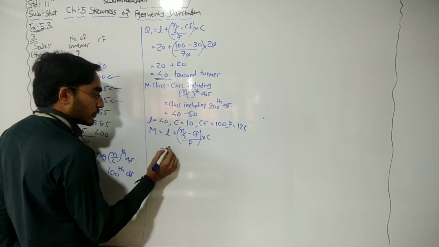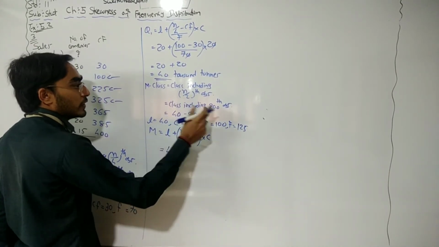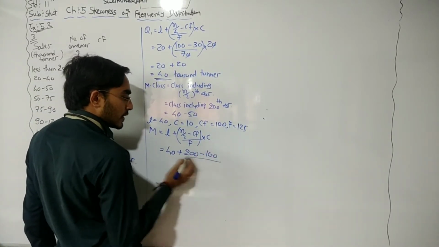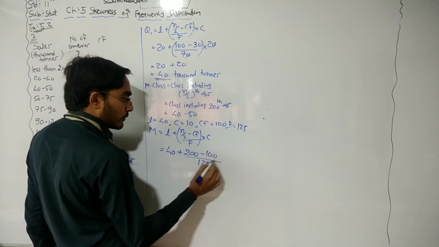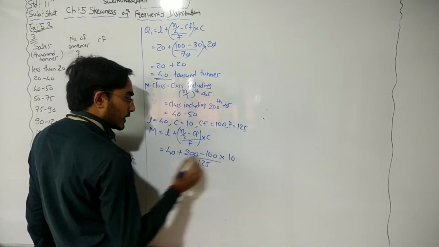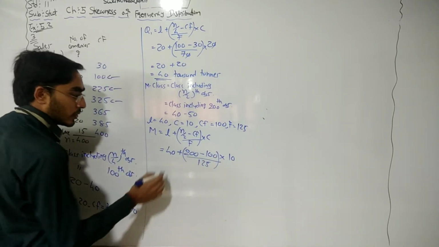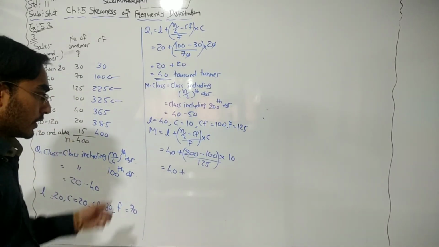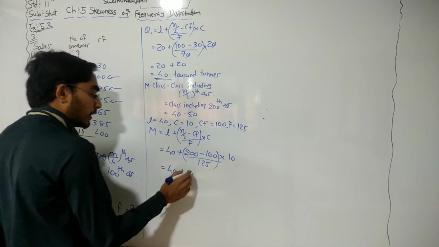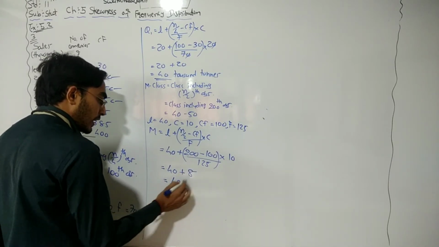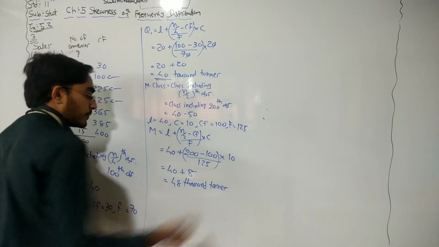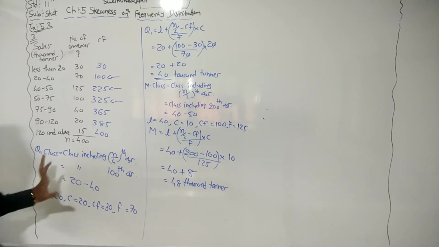So here our L is equal to 40, plus n by 2, that we know is 200, minus CF, it is 100, divided by f, 1 to 5, multiply by c, 10. Okay, so 40 plus, now 200 minus 100, it is 100 into 10, 1000 divided by 1 to 5, it is 8. So 48, and our unit is 1000 tons.